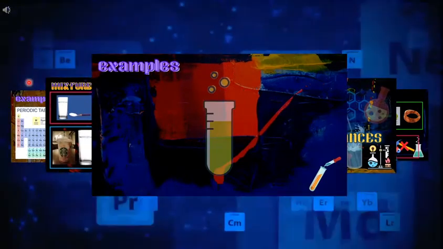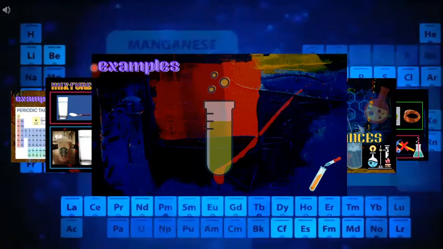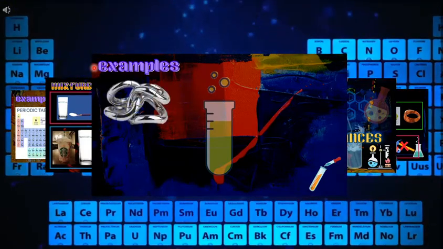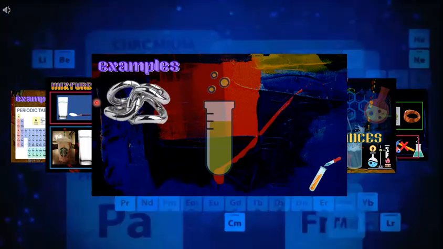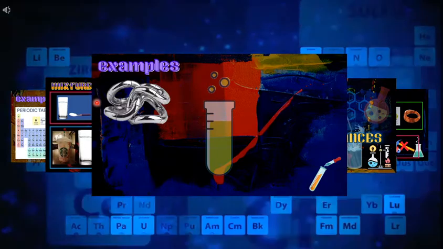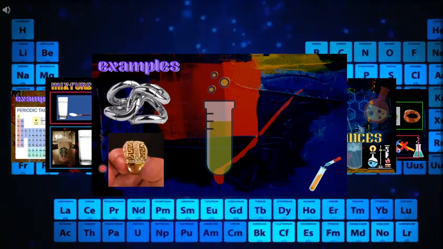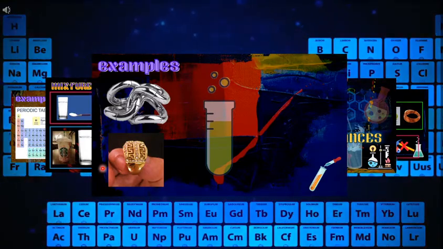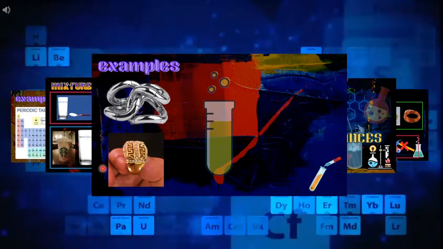In the previous video, I already presented a lot of examples of mixtures, but here are other examples of mixtures. We have here the steel sculpture. Steel is a mixture of iron, carbon, and other elements. We also have here gold ring. This 18K gold ring contains gold, copper. It may contain nickel, zinc, and other metallic elements.